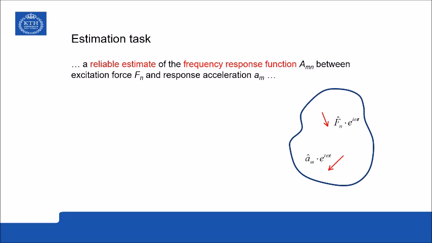So first of all, the task we have. Well, what we want is a reliable estimate of the frequency response function between an exciting force and a responding acceleration. So the defining relationship for the accelerance function in this case, where we want the responding acceleration over the exciting force, is simply the ratio between the two signals' frequency spectra.